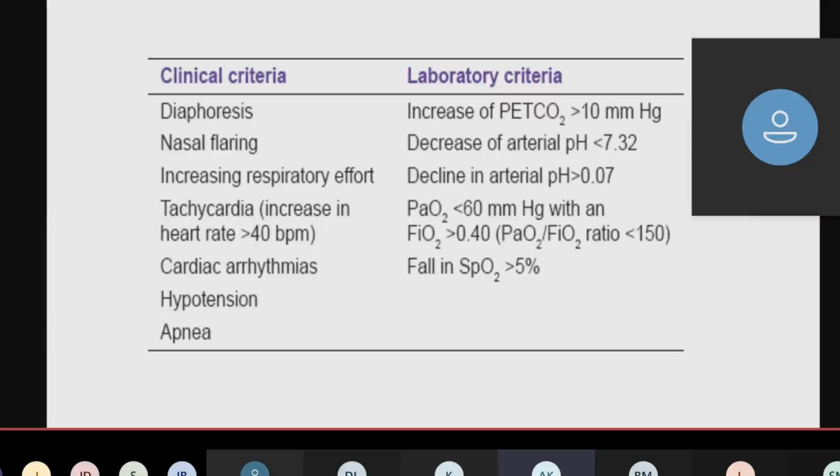So how will you identify a patient has failed a weaning trial? Clinically, you have to look for nasal flaring, increased respiratory effort, tachycardia, cardiac arrhythmias, hypotension. The laboratory criteria include pH of less than 7.32, or a decline of arterial pH of more than 0.07, and if PaO2 is less than 60 with a minimum FiO2 of 40, and if there is a fall in oxygen saturation of more than 5%.